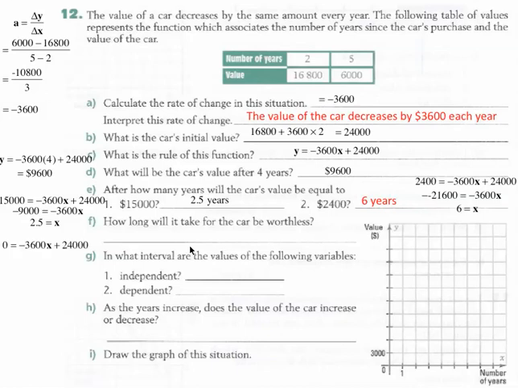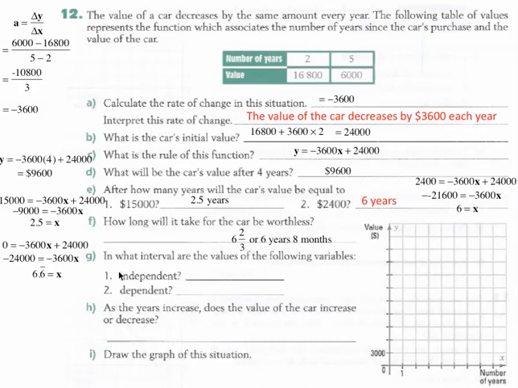How long will it take for the car to be worthless? So when is it 0? I'm going to set up the same equation and make the y value 0. I subtract 24,000 from both sides. That gives me negative 24,000 is equal to negative 3,600x. Divide both sides by negative 3,600 to get the x alone. And that gives me 6.6 repeating, or 6 2/3 if you like. So after 6 2/3 years, well, 2/3 of 12 months is 8 months. So 6 years, 8 months.